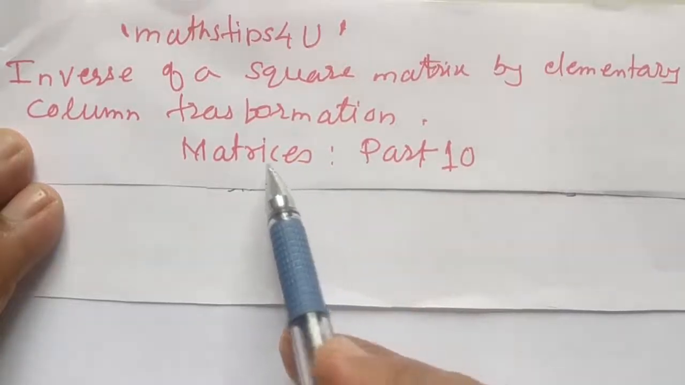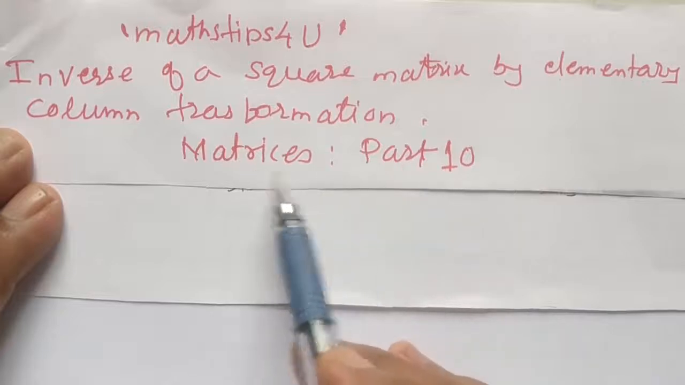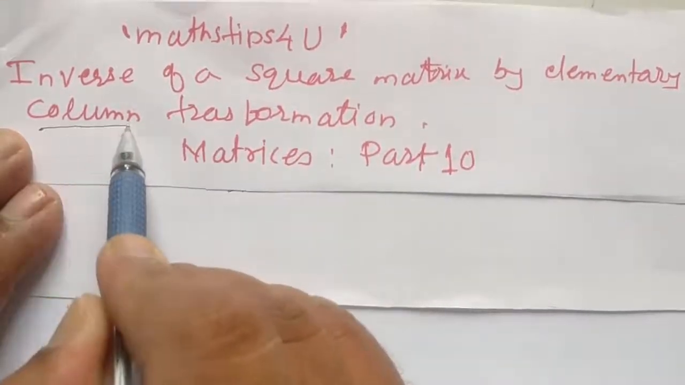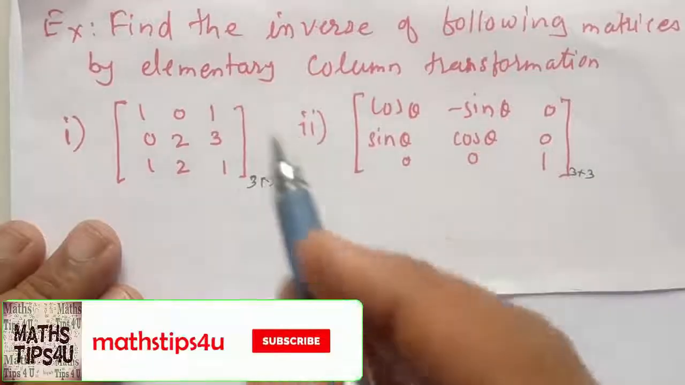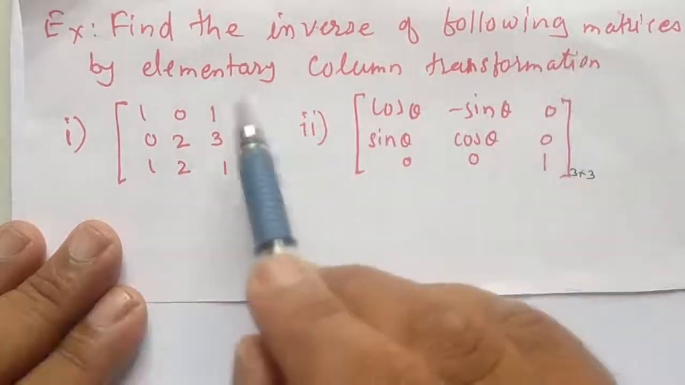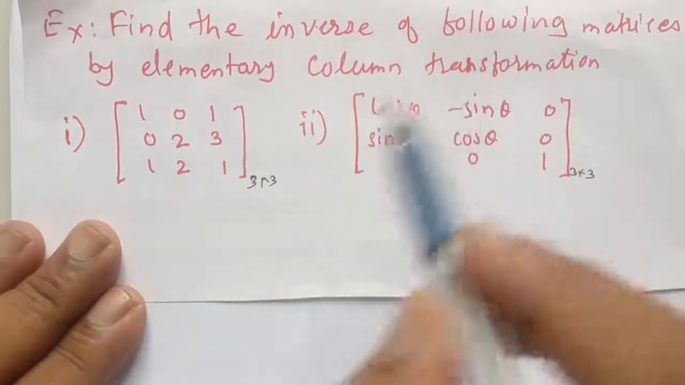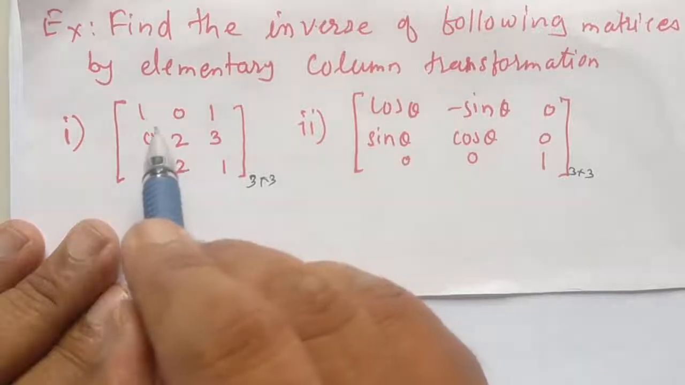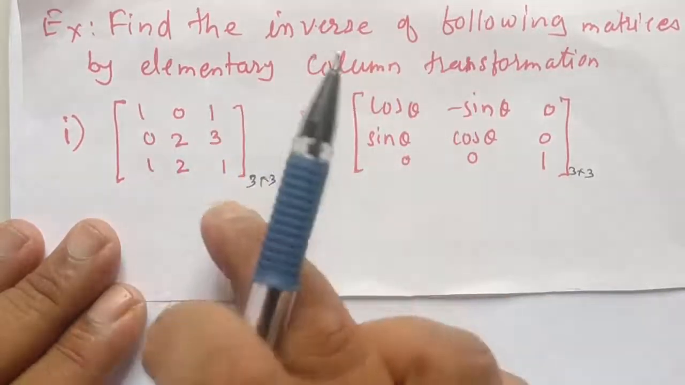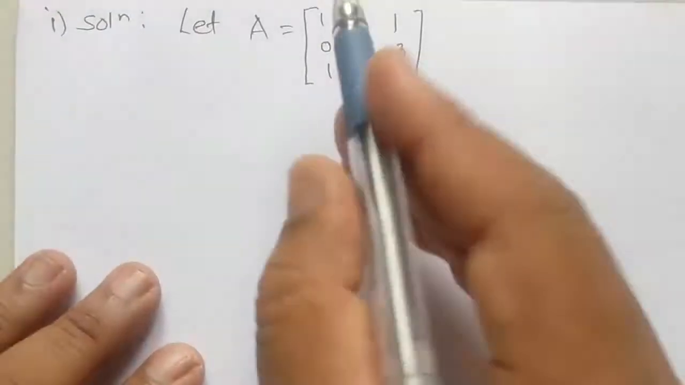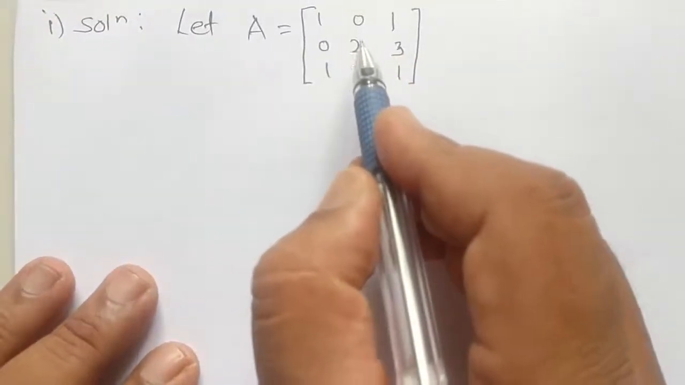So we start with part 10, the matrices, inverse of a square matrix by column transformation. Example: find the inverse of the following matrices by elementary column transformation. This is example number 1. Now we denote this by A. Solution. Let A be equal to the matrix.